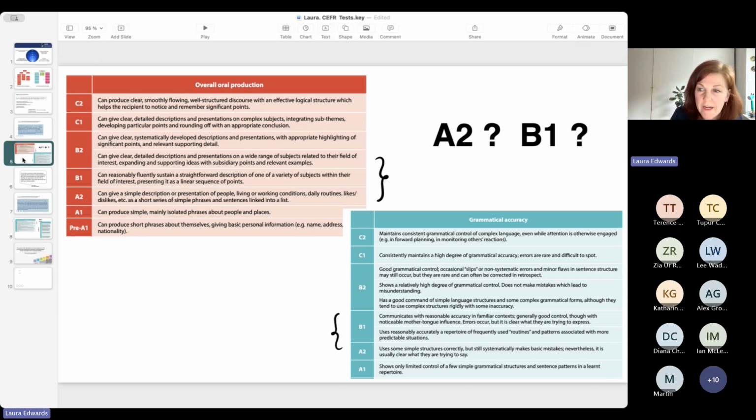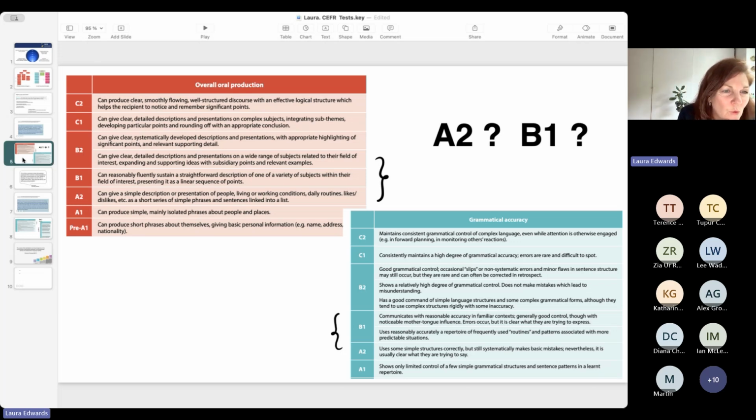So just zoning in here for a second on the overall oral production. Yeah, we would say it's probably, overall, is it A2, B1, just what they perform? We can see, for example, look at B1 there, can reasonably fluently sustain a straightforward description of one of a variety of subjects within their field of interest, presenting it as a linear sequence of points. I think A2 is a simple description or presentation. You can see that there's more ability. So I think it's A2 plus B1.